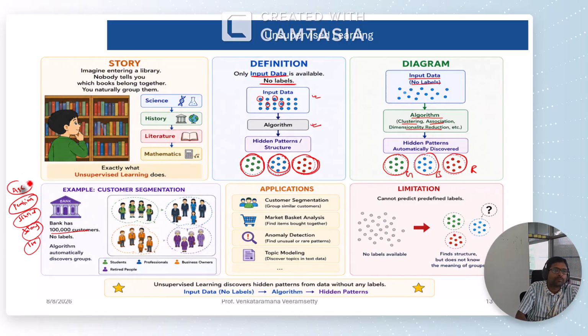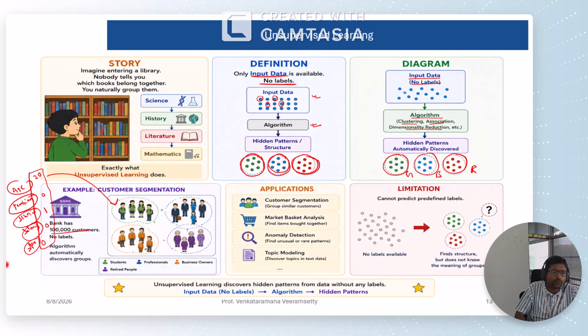For example, one person's age is 20. He is not getting a pension, so 0. He is getting a scholarship, yes. He is not getting any salary, so it is 0. And his turnover is not greater than 1 crore, so it is 0. If any person has this type of features, then maybe he comes under the group of students.